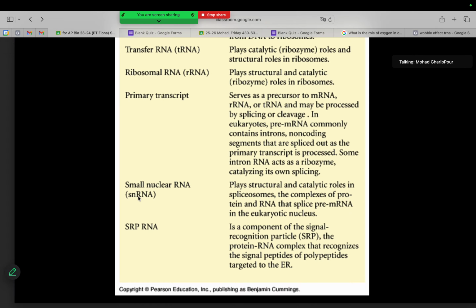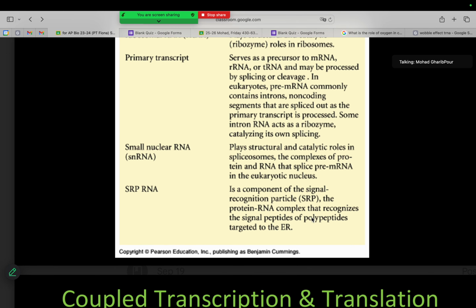Small nuclear RNA or snRNA. This plays structural and catalytic roles in spliceosomes, if you recall. The complexes of protein and RNA that splice pre-mRNA in the eukaryotic nucleus.